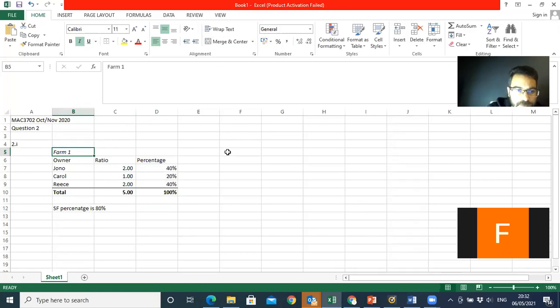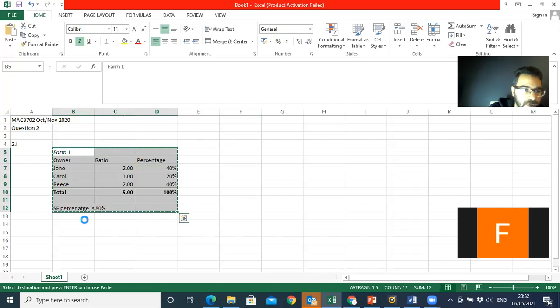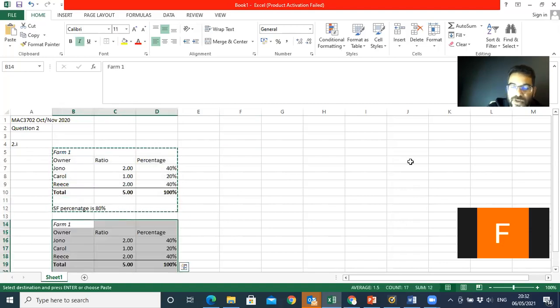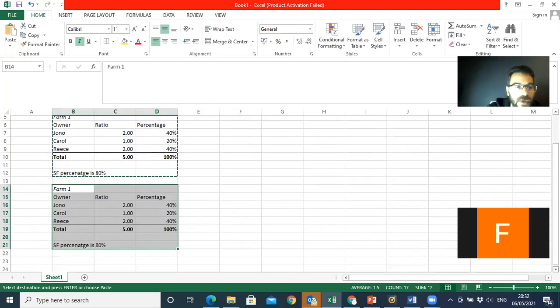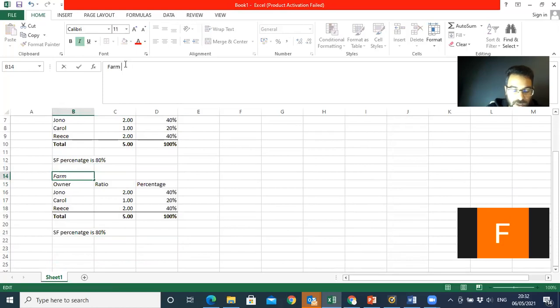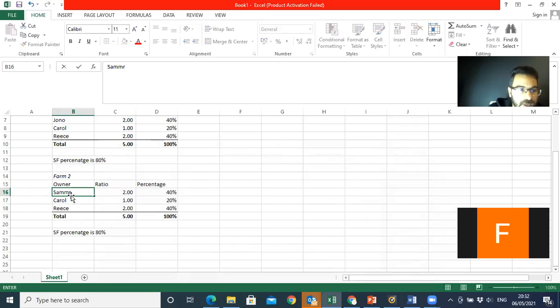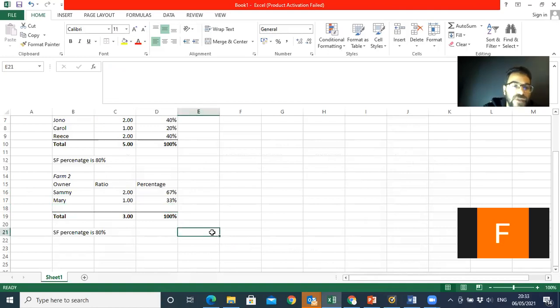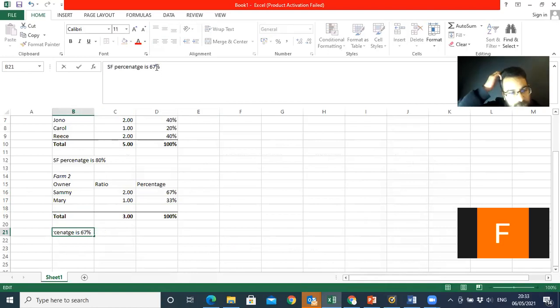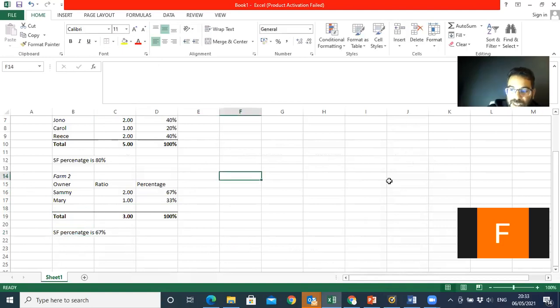Farm 2, similar. I'm taking a long route so you can see the full workings, how exactly I do it, but you can work it out much simpler. Remember, it's only 2 marks, I think. So Farm 2, who's the owner? I think it was Sammy and Mary. The ratio is 2 to 1, and there we go, 67. So the SF percentage is 67. Therefore, both of them are a majority. So that is answering 2.1.